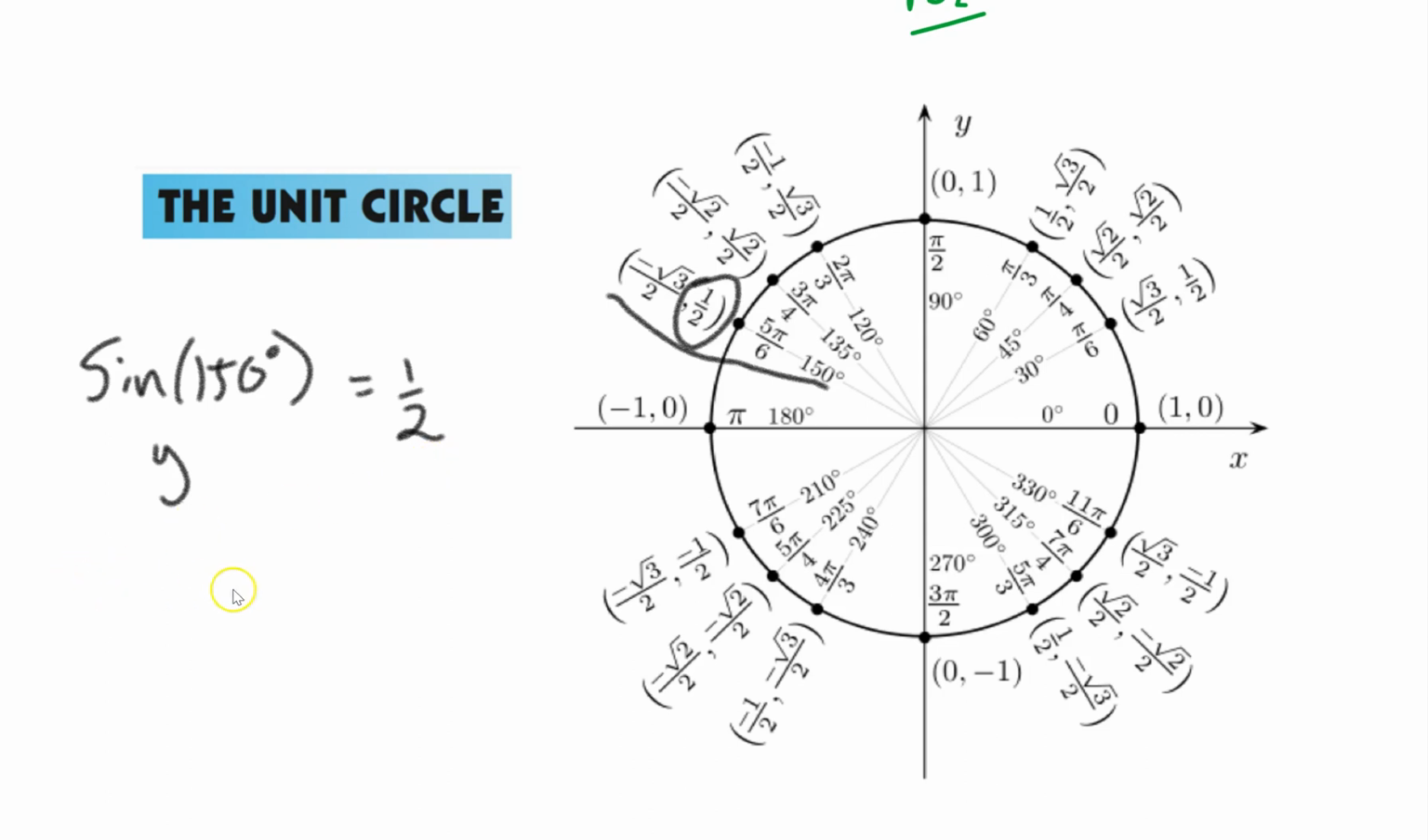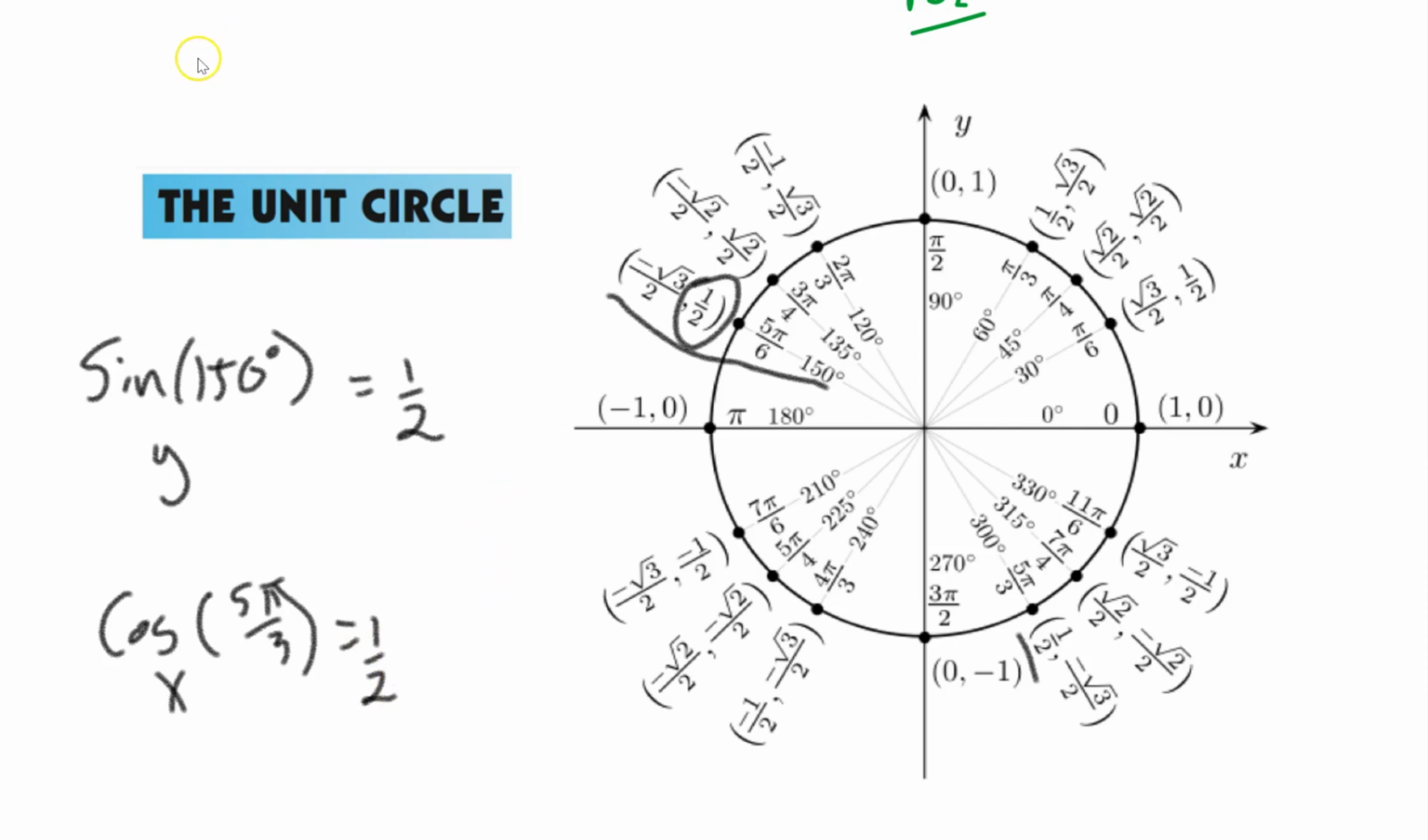Right? Same thing if I asked you, what is cosine of, let's see, 5 pi over 3. So I would go to 5 pi over 3, which is right here. Sine is a Y, cosine is the X value. So 5 pi over 3, you got the X value, which in this case happens to also be 1/2.